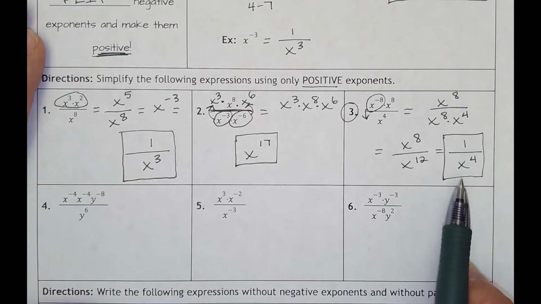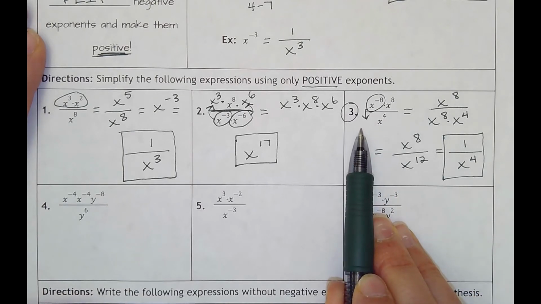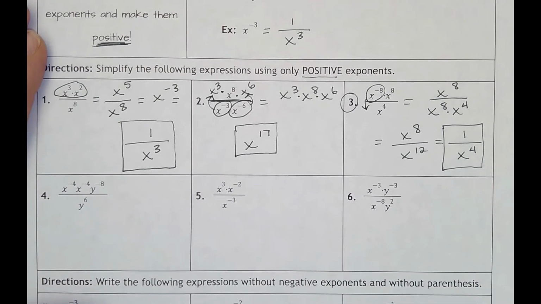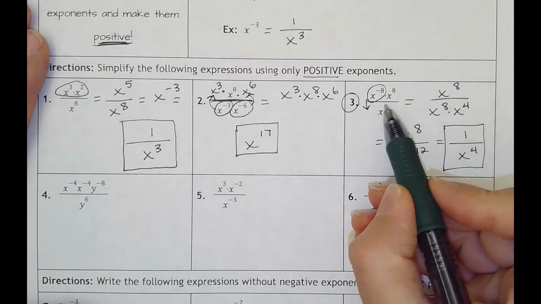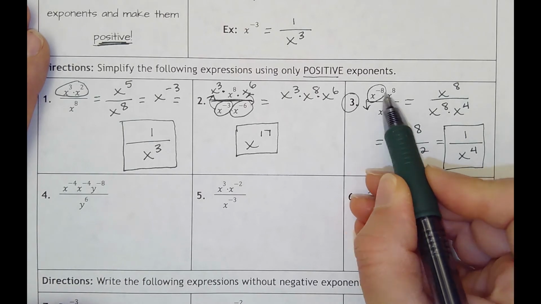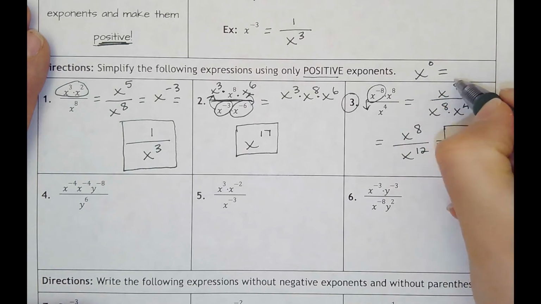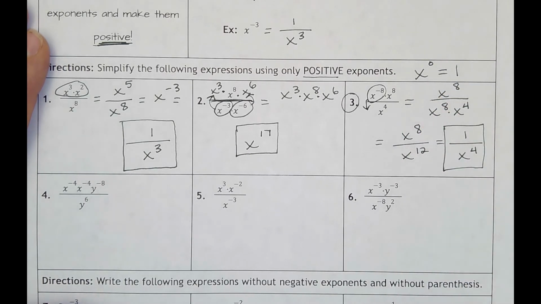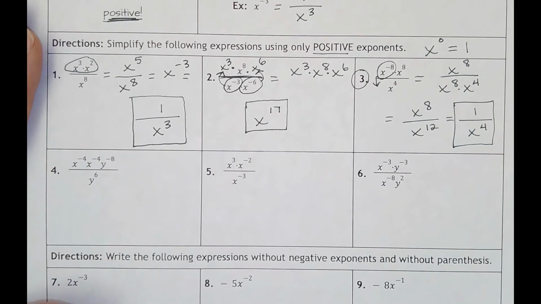Okay, your final answer should be 1 over x to the 4th. I moved x to the negative 8th down, did my product rule, which is to add the powers, and then there should be x to the 4th in the denominator. Something else you could notice is that you could do your product rule first if you wanted to. Negative 8 plus 8 would be x to the 0 power. Just so you know, anything to the 0 power is not 0 like you think it would be. It's actually 1. So that would be a 1 over x to the 4th.